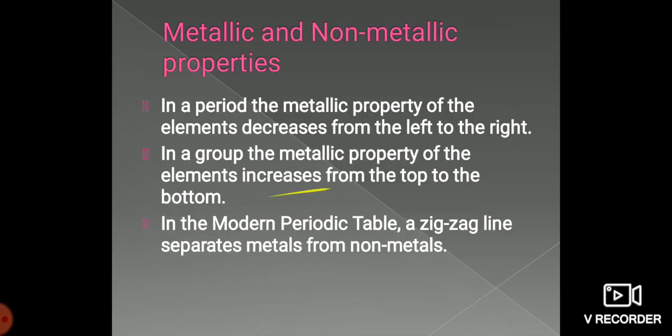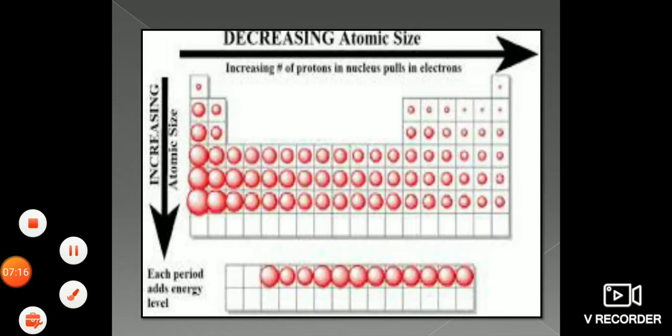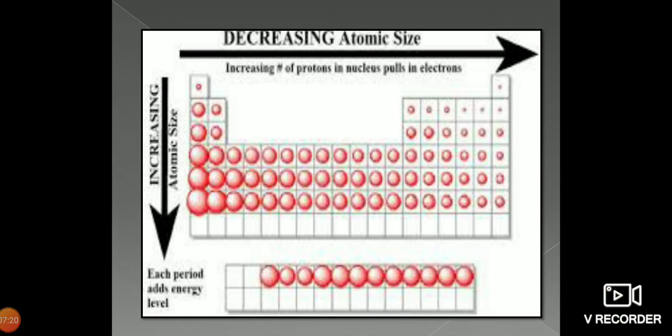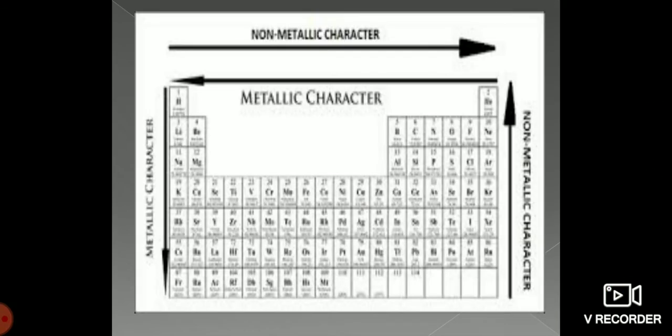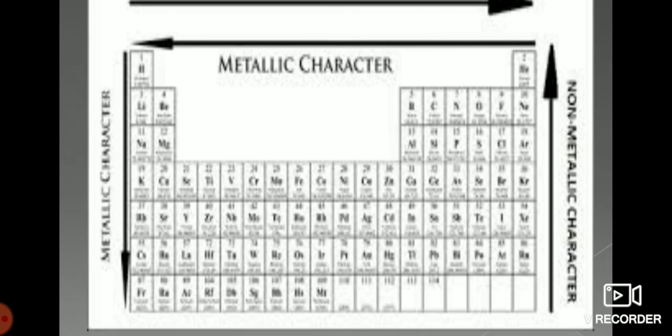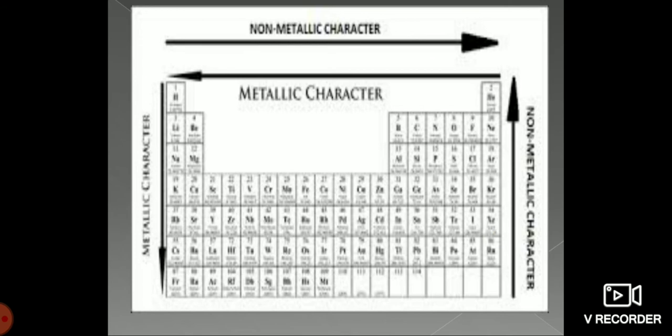So that is how it has been said: in a period the metallic property of the element decreases from left to right. If you consider a group, the metallic property of the element increases from top to bottom. If you are moving from top to bottom, the metallic character increases. In a similar way, it is the opposite for non-metallic character.